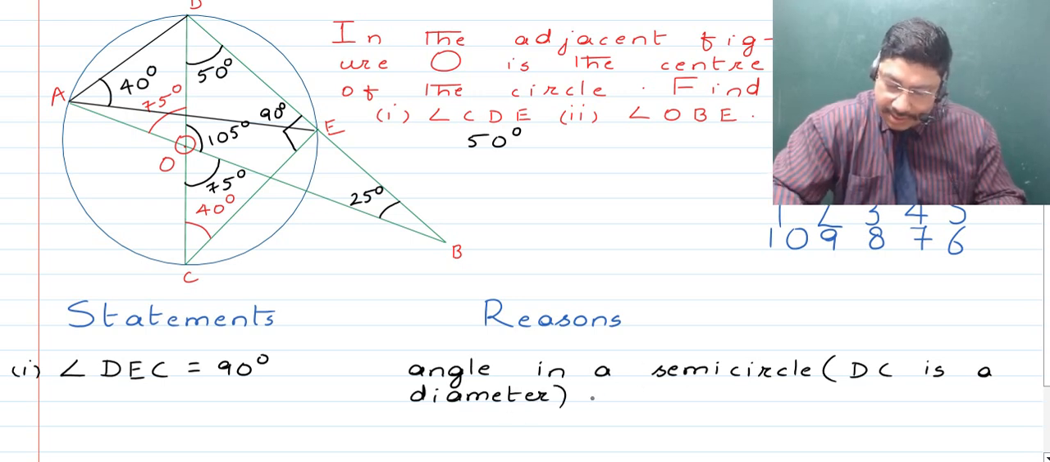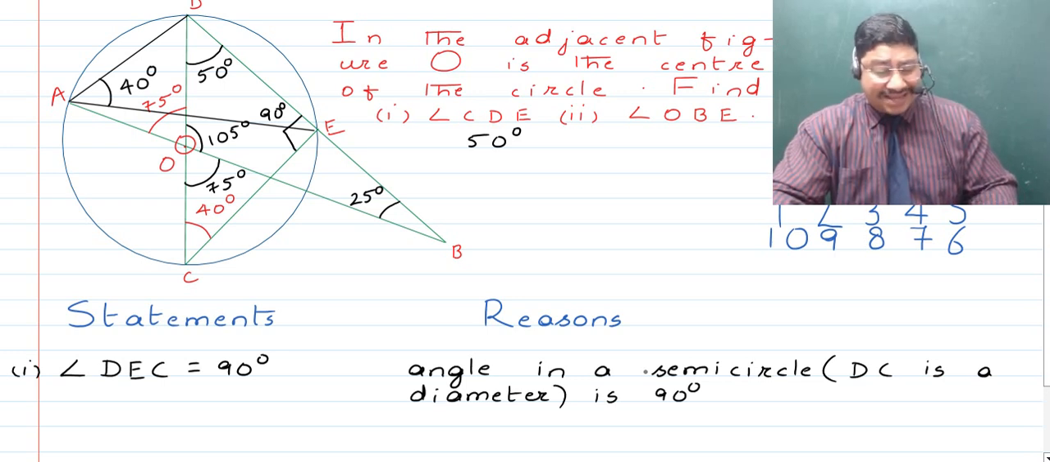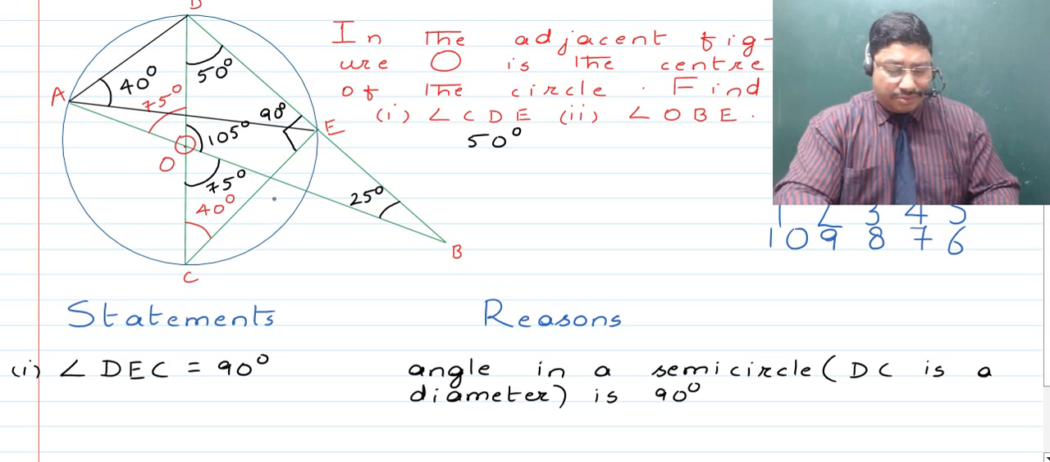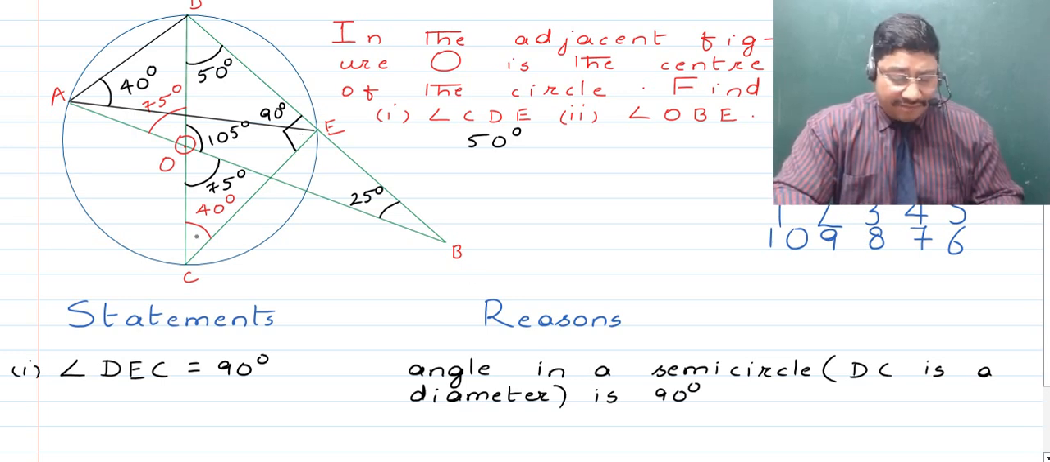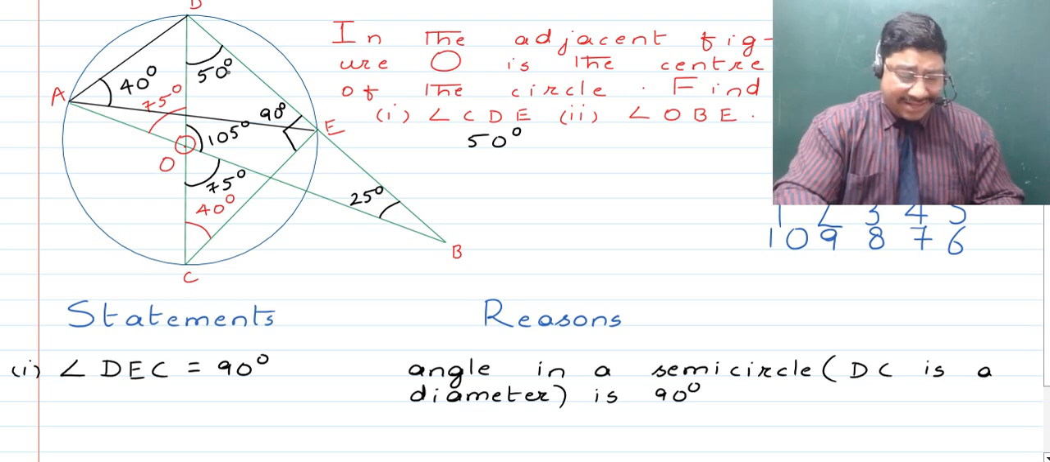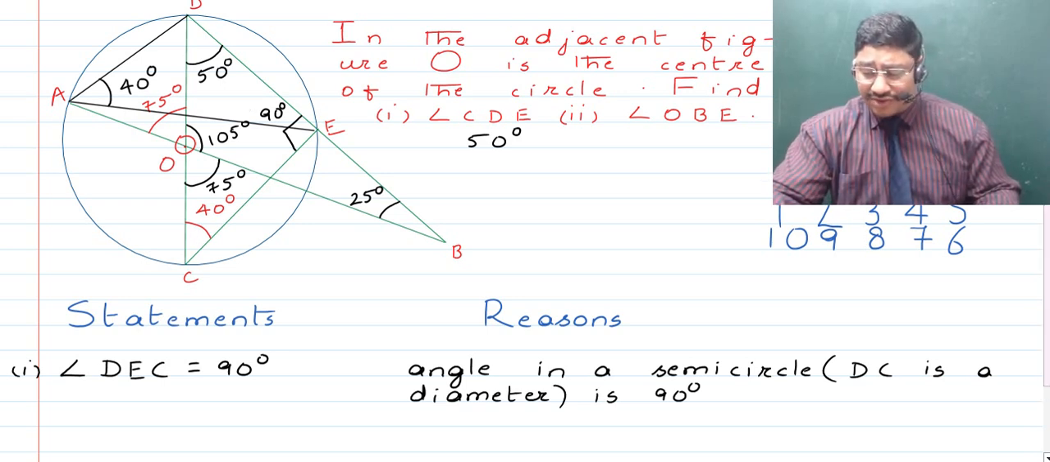Right? Angle in a semicircle is 90 degree, right? That is the reason why you've written this angle DEC, that is this angle, to be 90 degree. Now that you have this angle to be 90 degree, right? We've been given that this angle is 40, so automatically this angle, the third angle of the triangle, can be written to be 50 degrees.